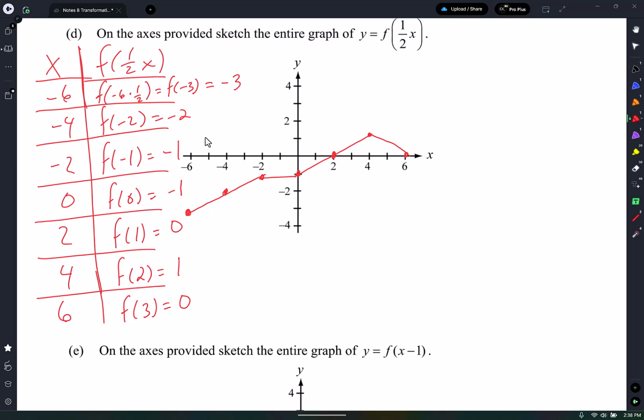What happened? Yeah, what is that? Perfect. What type of stretch? Horizontal or vertical? Horizontal. Horizontal stretch. By what factor? Definitely not half. 2. By a factor of 2. Notice it's a reciprocal of that half.